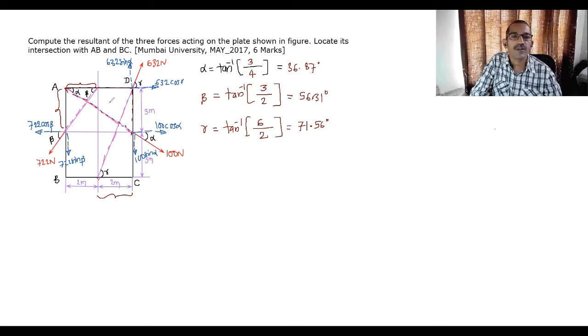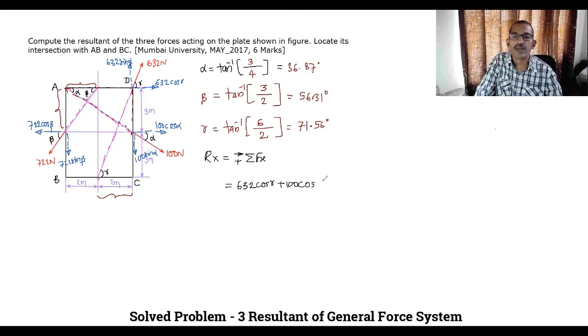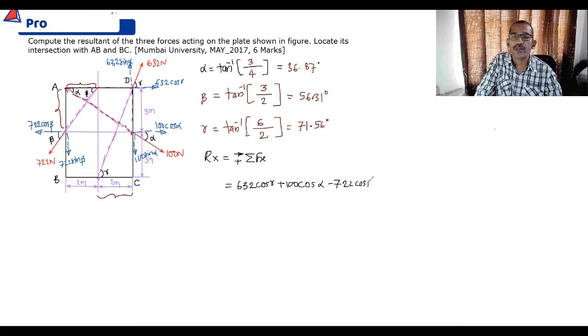That means now in the horizontal direction you are getting 3 components, and in the vertical direction 3 components. Now it is easy to find Rx and Ry. The first equation: Rx is the summation of Fx, assuming rightward force is positive. What will we get in Rx? 632 cos gamma, plus 100 cos alpha, minus 722 cos beta, leftward, therefore negative cos of beta.